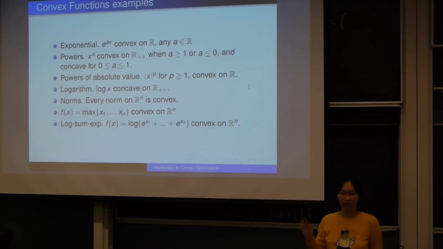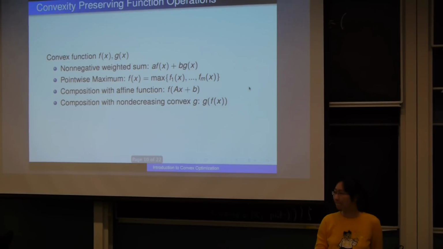Here are some convex function examples. The exponential function is a convex function. The power x to the a is convex only if a is larger or equal to 1 or smaller or equal to 0, and this function will be concave if a is in the interval 0 to 1. The power of the absolute value is a convex function if p is larger or equal to 1. The logarithm function is a concave function. Every norm is a convex function. And the maximum function is also a convex function. And the log sum exp function is also a convex function.